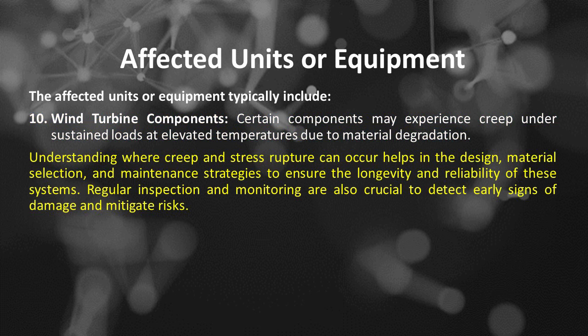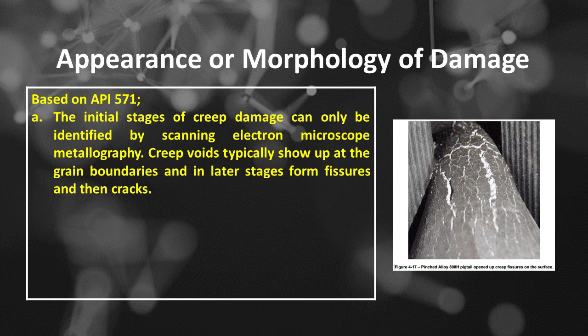Understanding where creep and stress rupture can occur helps in the design, material selection, and maintenance strategies to ensure the longevity and reliability of these systems. Regular inspection and monitoring are also crucial to detect early signs of damage and mitigate risks. Appearance or morphology of creep and stress rupture damage mechanisms based on API 571.